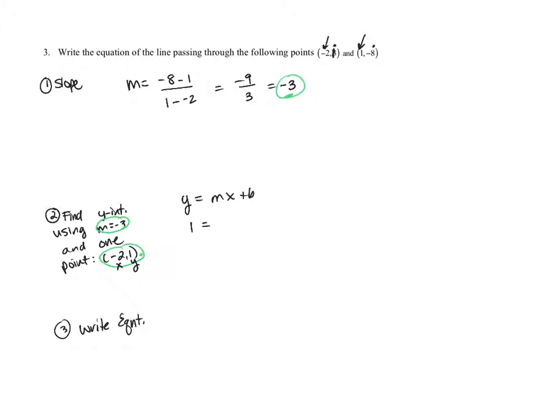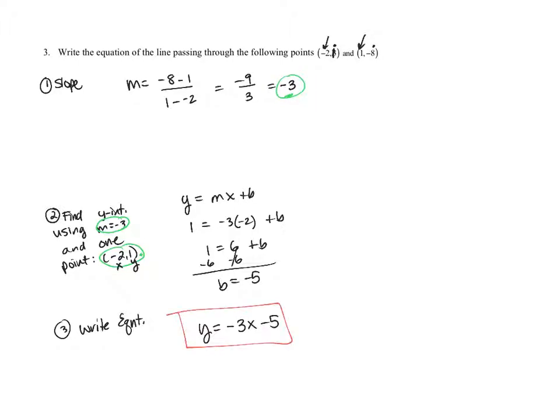So 1 equals the slope, which is -3, times x, which is -2, and then plus b, and then we'll just solve that. So we've got 6 plus b, and subtracting 6 from both sides, we get b is equal to -5. And now I'm ready to write my equation. y equals mx plus b. So m is -3 and b is -5, and that is our equation.